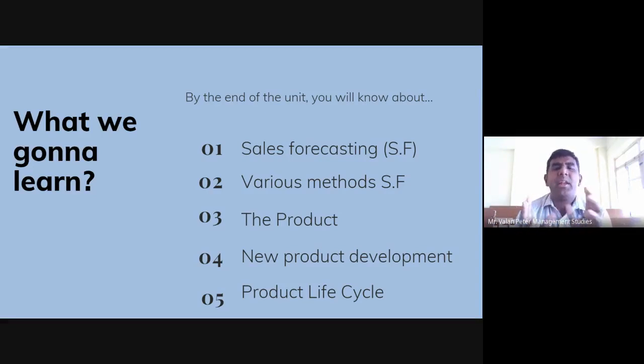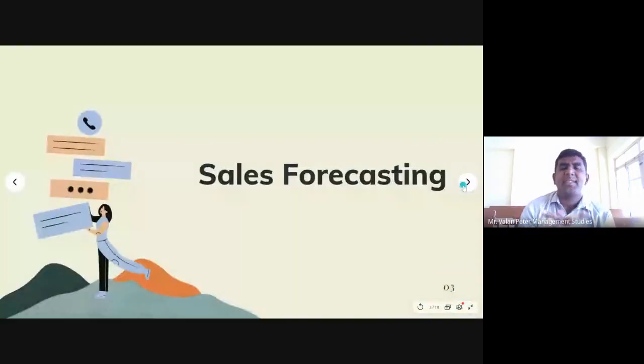Then we learn about product. What is product? We discussed marketing, and we'll be learning what a product is, how to distinguish between different products, and we'll be discussing new product development. That is a very interesting topic. I will be adding some interesting content and a few examples. That is a very important topic. And then finally, product life cycle. From the exam point of view, maybe your interview point of view, this is another important topic that we all should learn. So we'll get into the lesson, and we'll start with sales forecasting.